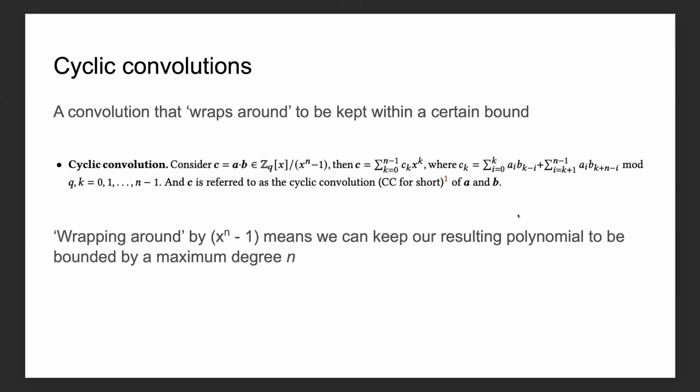Formally, this is known as a cyclic convolution. So you can see in the notation here that we, quote unquote, wrap around by the polynomial x to the n minus 1, so we can keep it bounded by a maximum degree n.